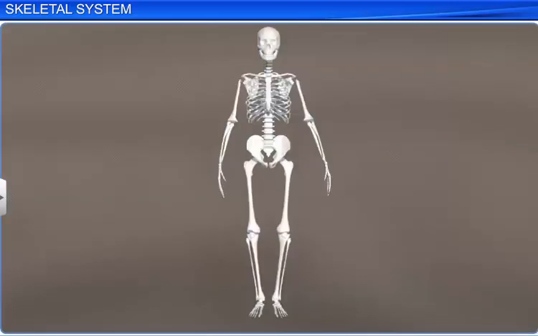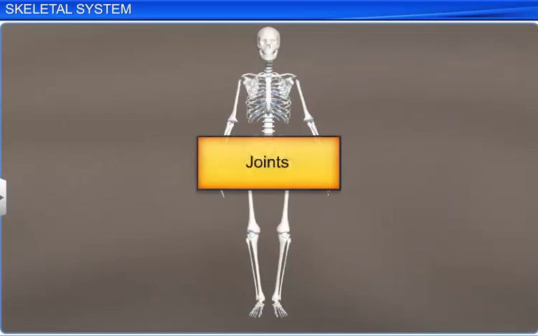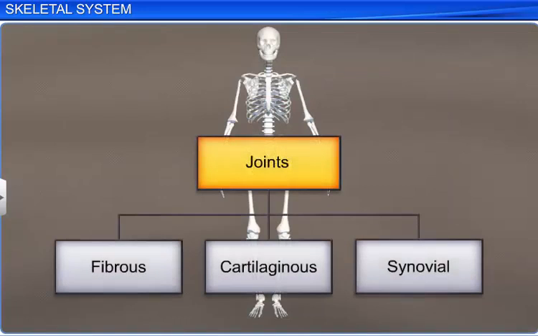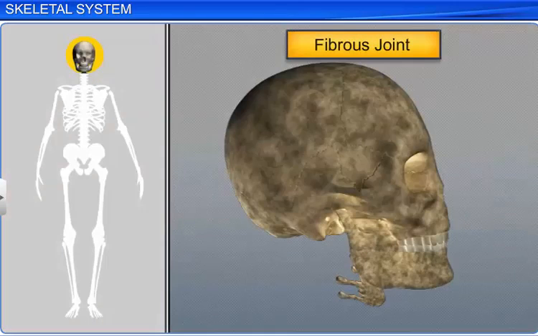Depending on how bones are connected to each other, joints are classified into 3 major types: fibrous, cartilaginous, and synovial. Fibrous joints do not allow any movement and are also referred to as immovable joints. For example, the cranial bones, which fuse end to end with the help of fibrous connective tissues to form the cranium.